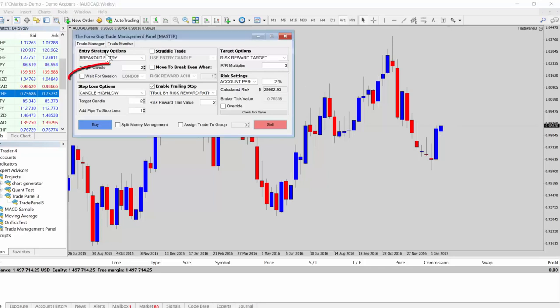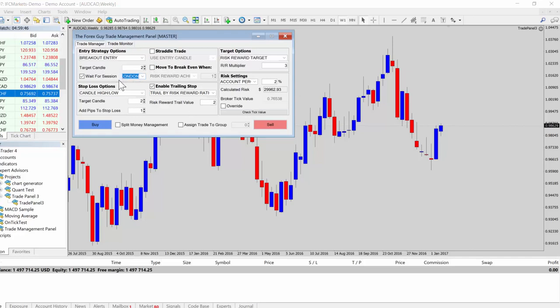Now we have another option here, and it's called wait for session with breakout entries. If you follow my stuff, you'll understand that entering a breakout during the Asia session is sometimes deadly. Well, oftentimes it's very deadly. So what I've done here is I've programmed in a session filter, and it's a very simple session filter. It's just going to avoid placing any breakout orders until the session opens. So you set up your trade how you want, your breakout trade, your other parameters here.